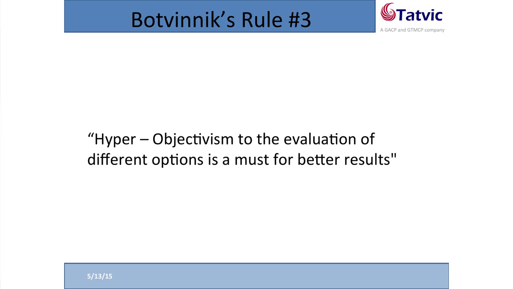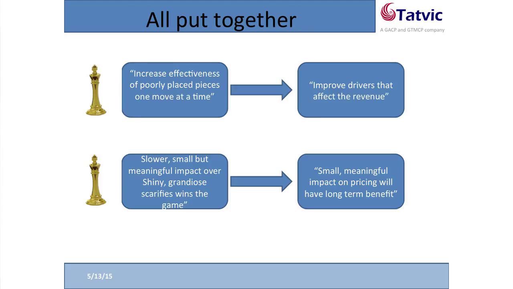And then hyper-objectivism. Just follow objectivism to the data, to the extent that it does not bring your mental biases into the picture. When I put all these things together and see what it impacts: if someone is saying improve small things, it's saying improve the drivers that affect the change, improve things that matter, improve the pieces that matter.